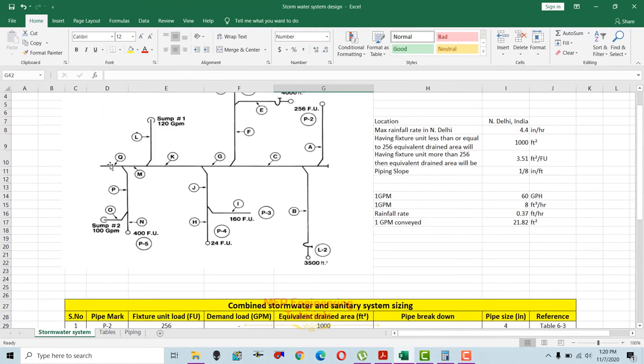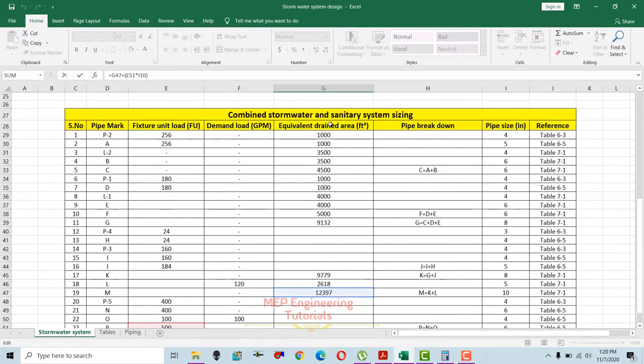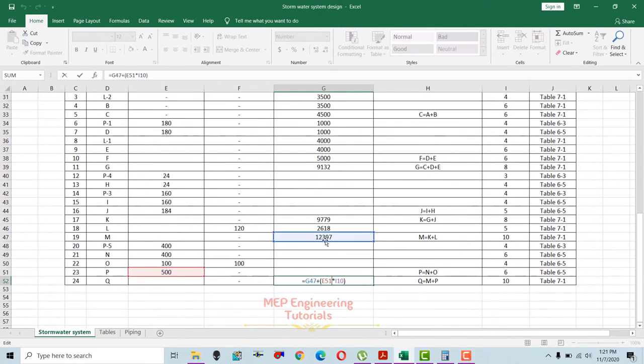Now the last section here is Q. Q will be the sum of the flow from point M and P. You can see in here M and P. So M, we know that we already calculated in here, the equivalent drained area for M is 12397 square feet. And for point P, we have fixture units. We don't have the equivalent drained area, so we need to convert this fixture unit into equivalent drained area.